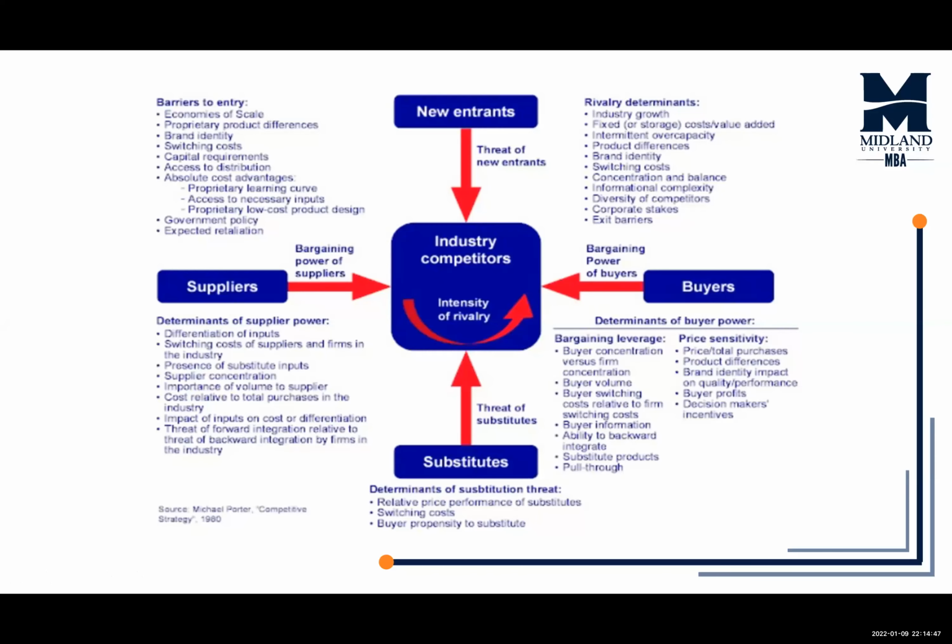Next, we have some examples of each of these forces. What I'll ask you to do is pause the video so that you can get a better read of these examples. We're not going to go through every single one, but some examples here of barriers to entry are what? Economies of scale, which we mentioned, brand identity, switching costs, proprietary product differences.